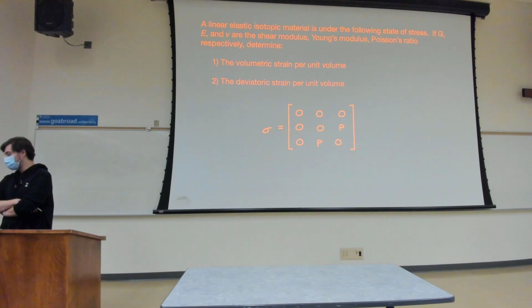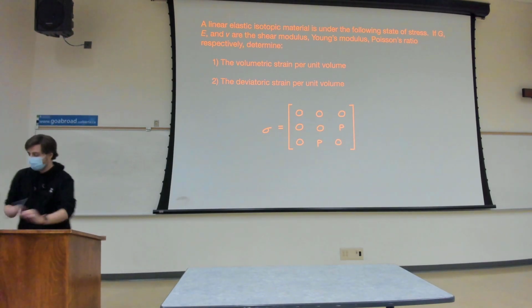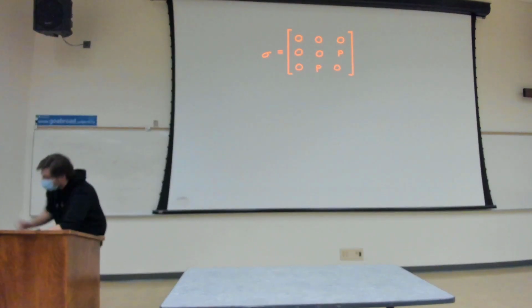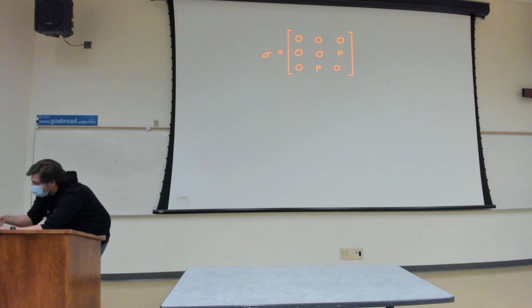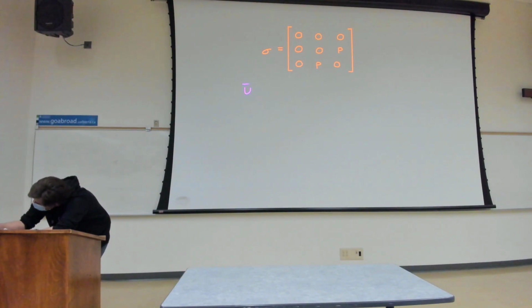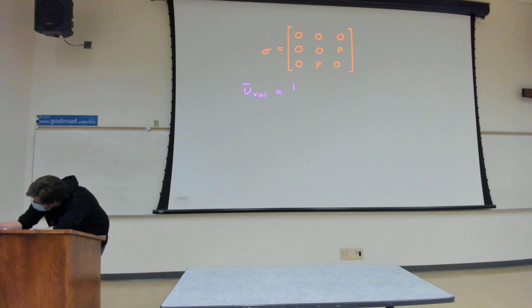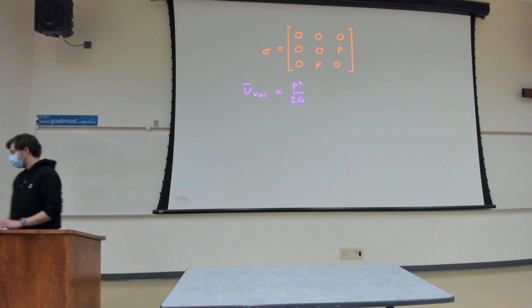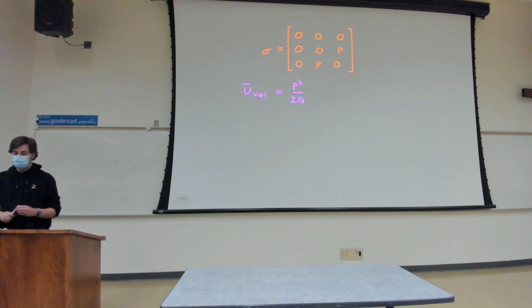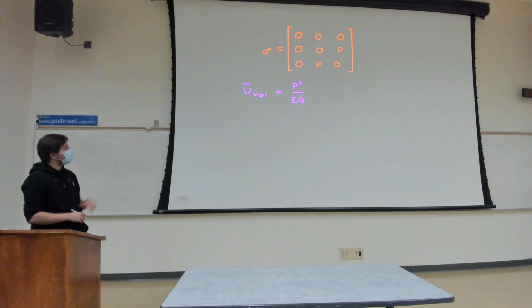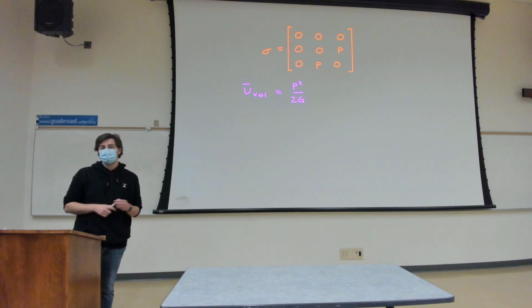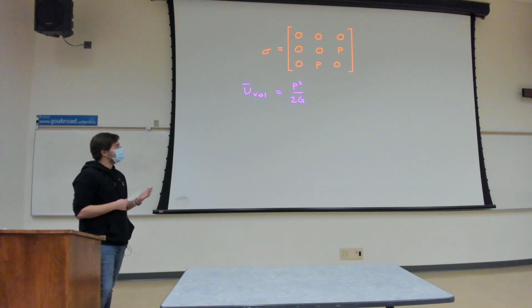Volumetric strain. Does anyone remember the formula for volumetric strain? I don't expect you guys to know it. It's P squared divided by, what is it, 2G? I get this one and the other one mixed up sometimes. P squared divided by 2G. We already said in the question that you can just leave G as it is. So what's the only unknown that we have in here?